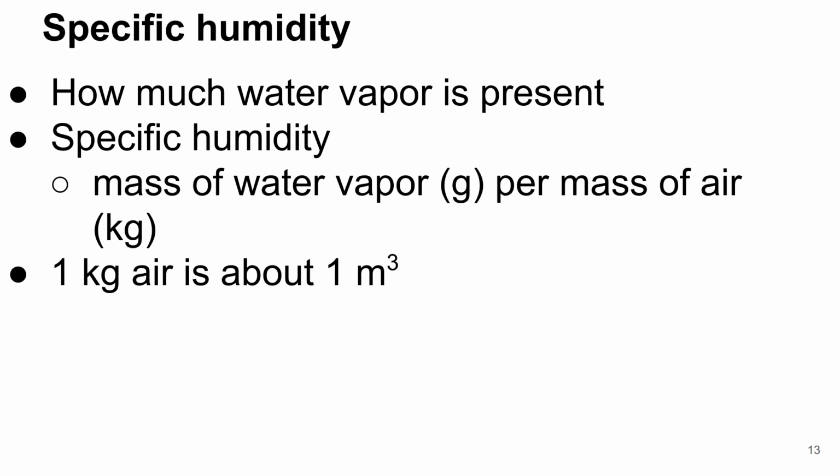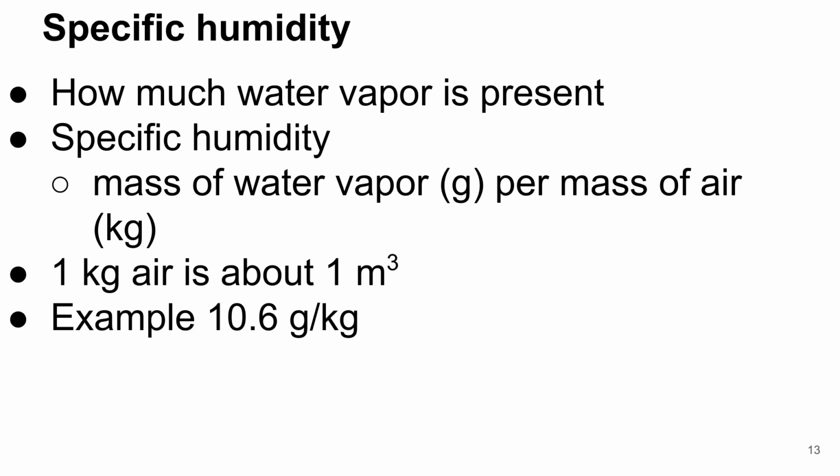So if you imagine a blob of air, a floating cube of air, about 3 feet by 3 feet by 3 feet, that weighs about a kilogram. So to give you some idea of the volume of air that we're talking about when we're talking about a cubic meter of air or a kilogram of air, it's about 3 feet by 3 feet by 3 feet.